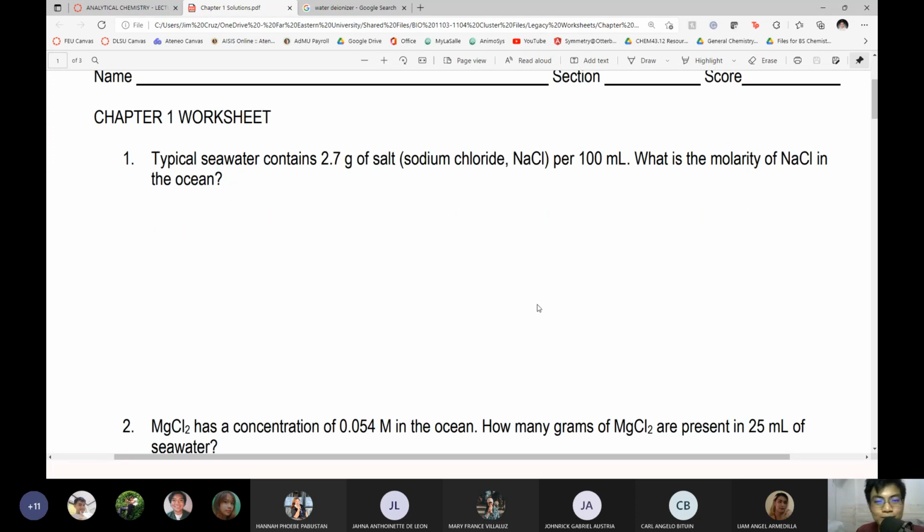So, ayan. Basahin natin. Typical seawater contains 2.7 grams of salt per 100 ml. What is the molarity of NaCl in the ocean? Given na yung mass ng salt, ito yon, NaCl. Given na yung volume, 100 ml, hanapin ang molarity.